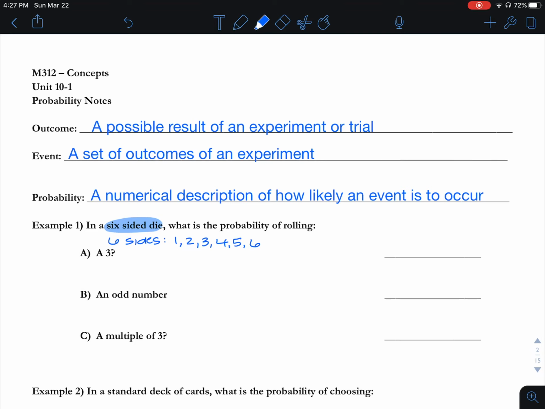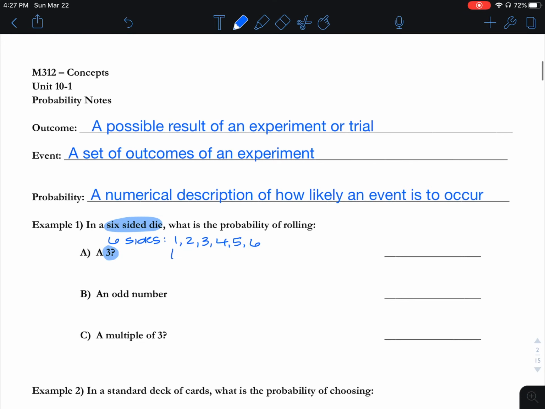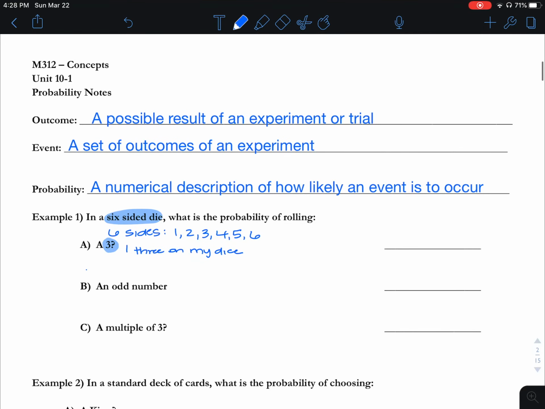What I want to know is, what is the probability of rolling a 3? How many 3s do I see within my dice? I have 1 here. That's it. I only got 1. So I have 1 three on my dice. Then we come up with our ratio. It's the total number of possibilities over my possible outcomes.